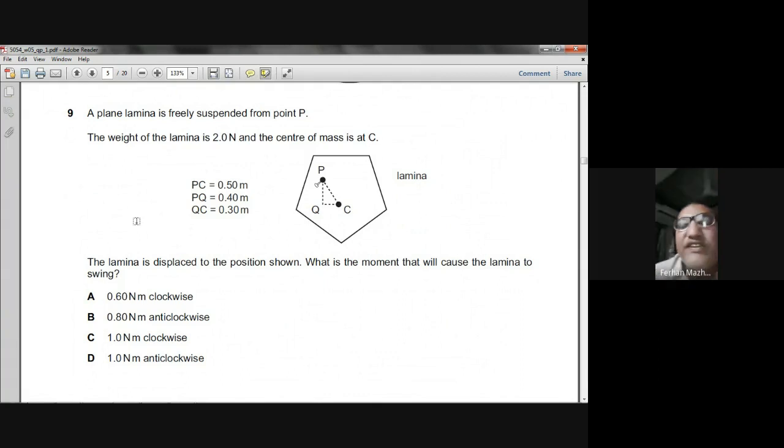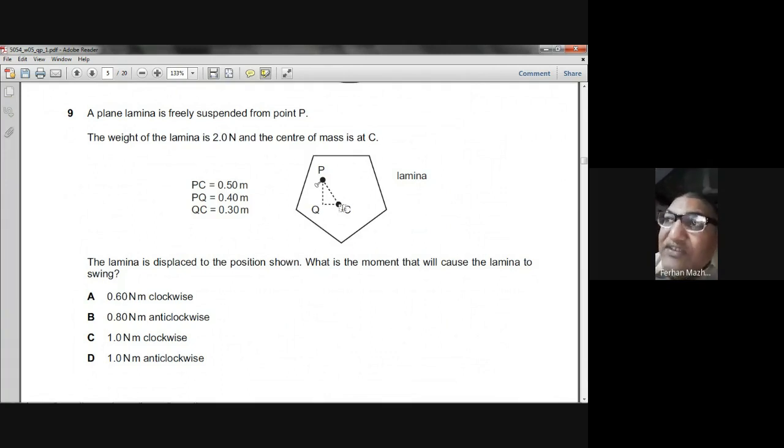Okay, so try to understand this diagram. So this is the pivot and this is the card. So it's a lamina. And here we have a hole at the point P. And here we have a nail. So this lamina is hanging on this point at P. So it's freely suspended and it can rotate on that point.